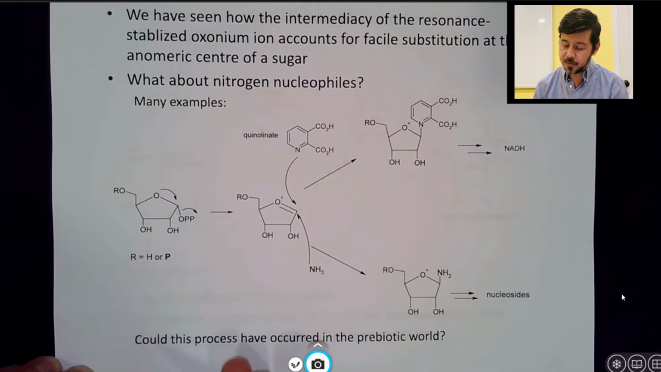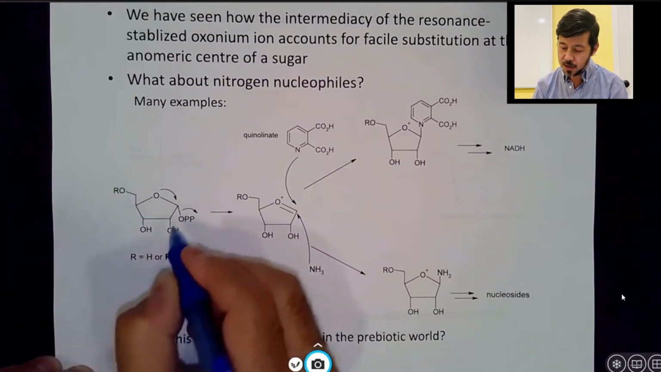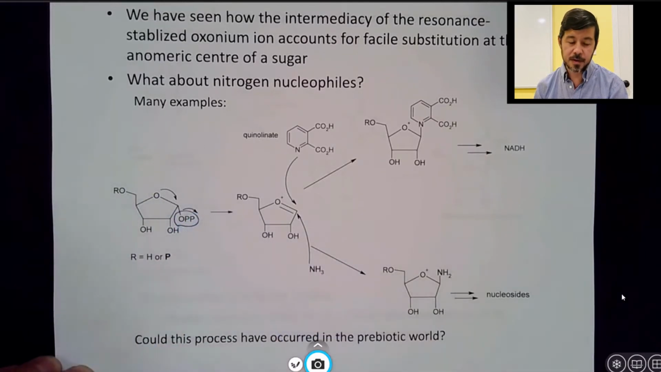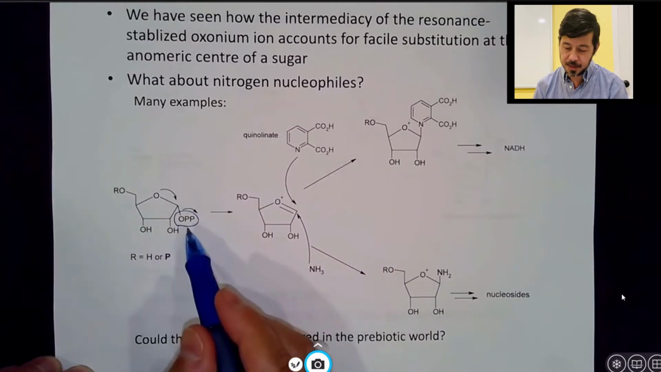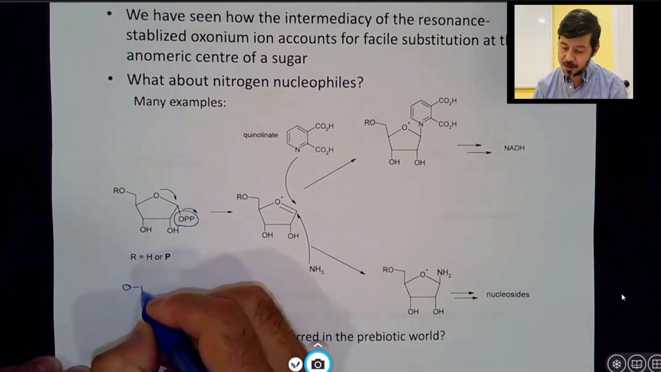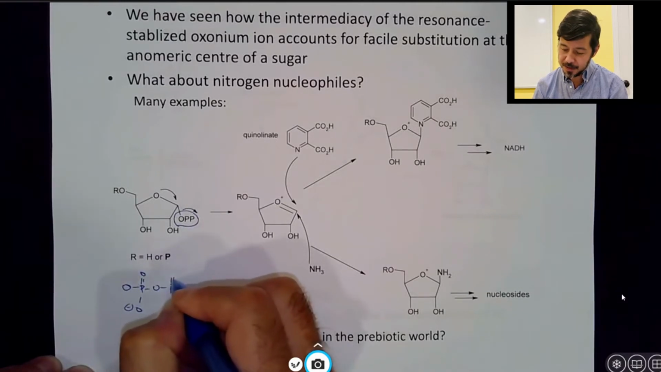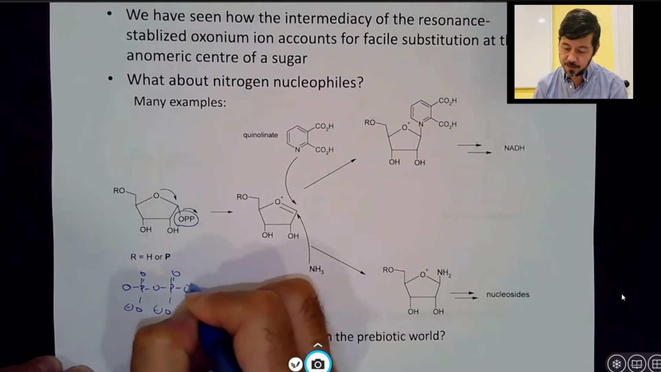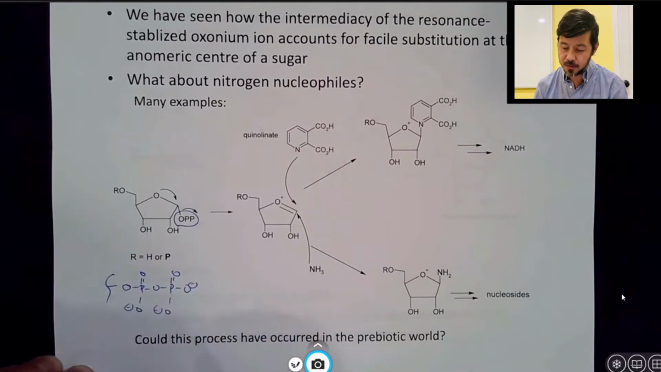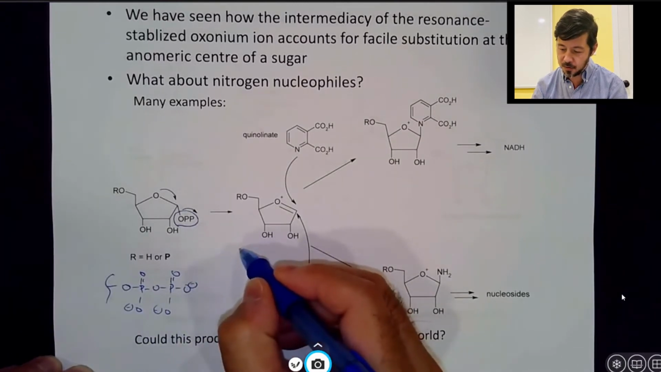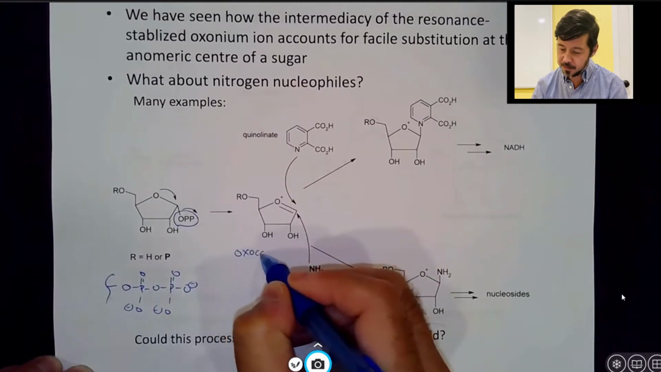Prebiotically, it's quite conceivable that you would have some type of sugar, and then attached here you would have some type of leaving group. So this is OPP. It doesn't stand for the Ontario Provincial Police, in case you were wondering. It stands for this diphosphate. And this phosphate, as you know, is actually a good leaving group because you can move electrons through the double bonds. So it's quite reasonable to form this oxonium or oxocarbenium ion.